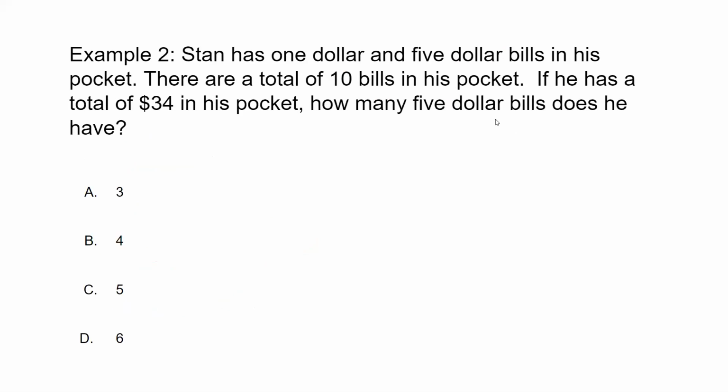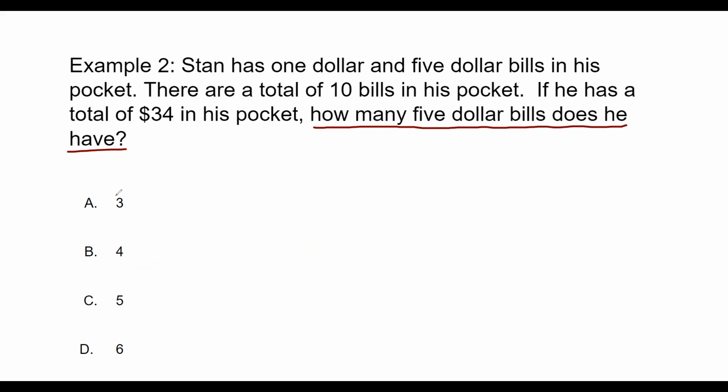All right, example 2. Stan has $1 and $5 bills in his pocket. There are a total of 10 bills in his pocket. If he has a total of $34 in his pocket, how many $5 bills does he have? So we always want to pay a lot of attention to this last statement because that tells us what this guess is all about. These are guesses that we're making. 3, 4, 5, and 6. One of those numbers is correct.